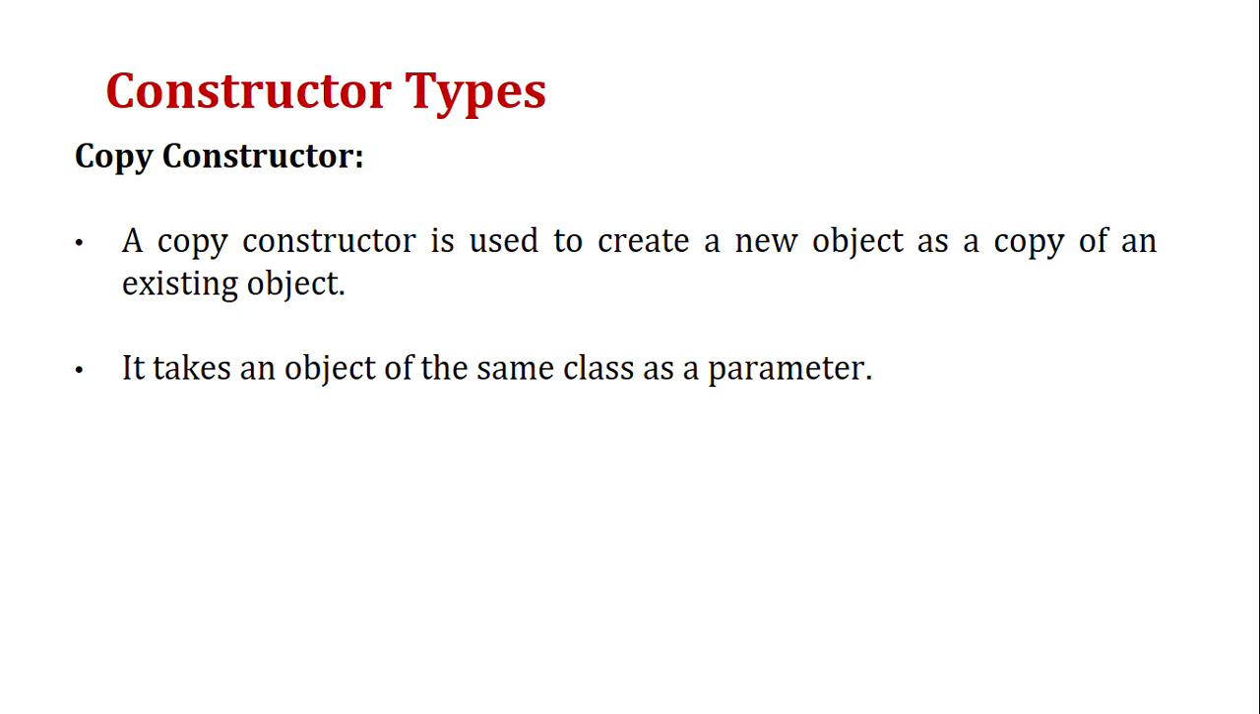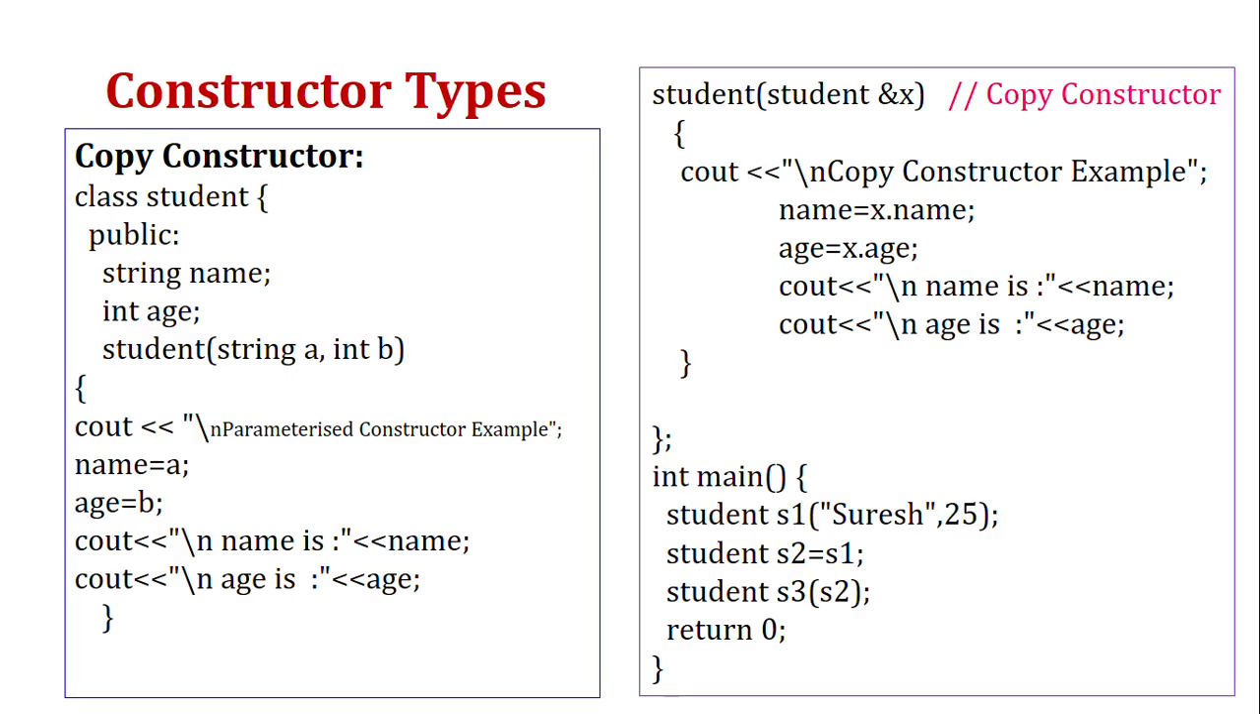In a parameters constructor, we are passing a normal parameter, and here in the copy constructor, we are passing an object of the same class as the parameter. So let's see the example, we'll understand easily. The same Student class, two object data members, name and age. So this is the parameters constructor. Two parameters are passed at the time of object creation. That will initialize the S1 object.